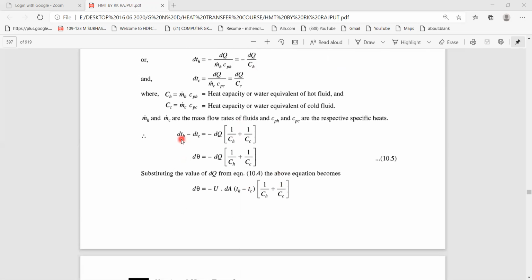Now dTh minus dTc. Already we have taken Th minus Tc as theta. Remember, guys, T suffix h minus T suffix c is theta, the temperature difference of the hot fluid and the cold fluid within that element. So let me take it as theta, and dTh minus dTc as d theta. Okay, now let us substitute.